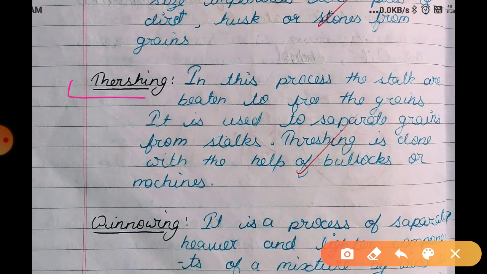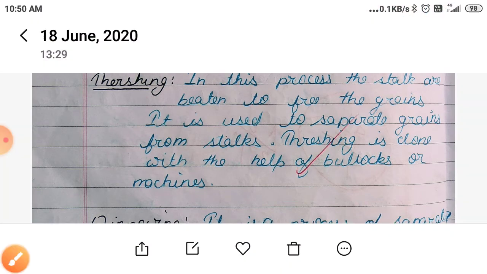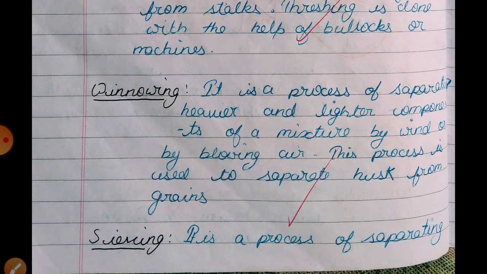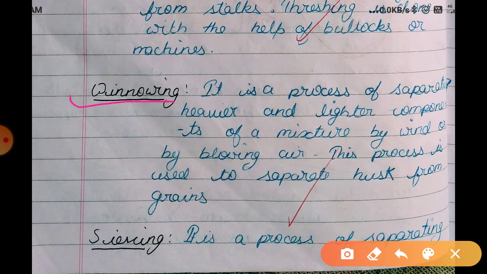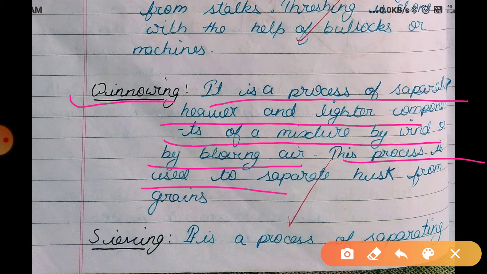Number 2, threshing. In this process, stalks are beaten to free grains. It is used to separate grains from stalk. Threshing is done with the help of bullock or machines. Number 3, winnowing. It is a process of separating heavier and lighter components of a mixture by wind or by blowing air. This process is used to separate husk from grains.